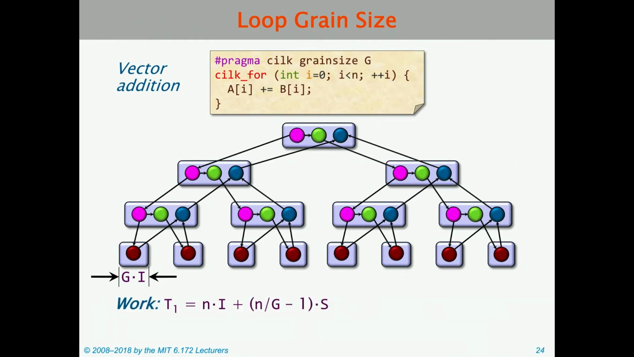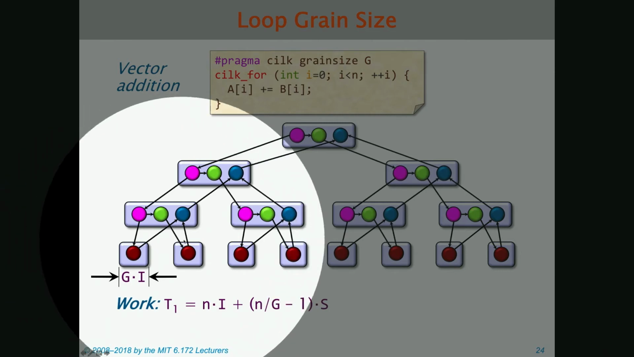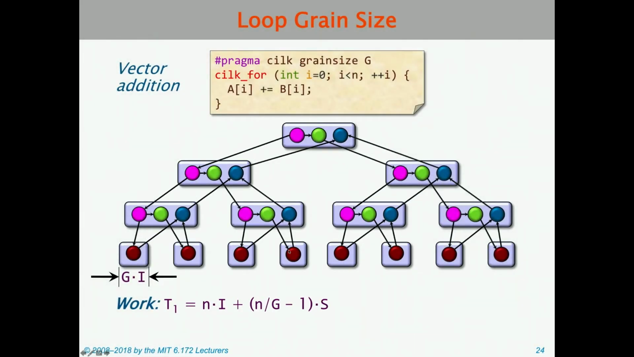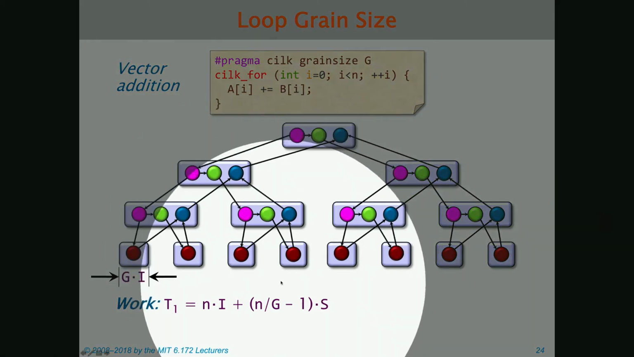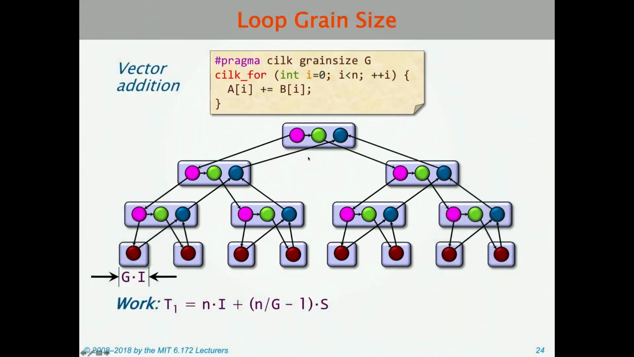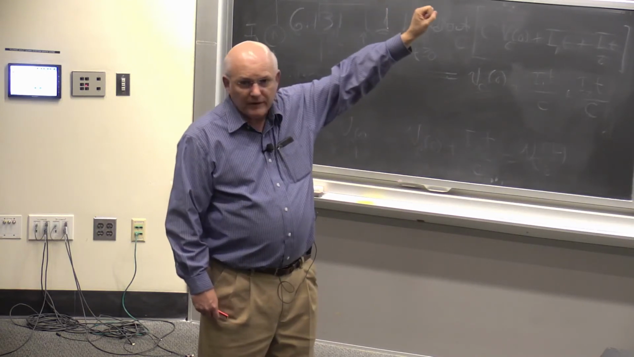So if I look at the work in this context, I can view it as I've got T1 work, which is n times I, the number of iterations, because I've got 1, 2, 3, up to n iterations. And those are just the normal iterations. And then, since there are n over G leaves here of size G, I have n over G minus 1 internal nodes, which are my subroutine overhead. That's S. So the total work is n times I plus n over G minus 1 times S. Now, in the original code, effectively, the work is what? If I had the code without the Cilk for loop, how much work is there?